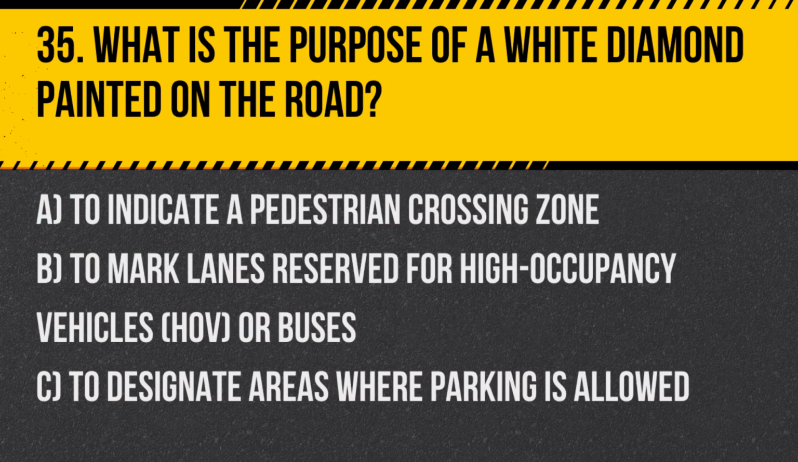Question 35. What is the purpose of a white diamond painted on the road? A. To indicate a pedestrian crossing zone. B. To mark lanes reserved for high occupancy vehicles, DMV, or buses. C. To designate areas where parking is allowed.